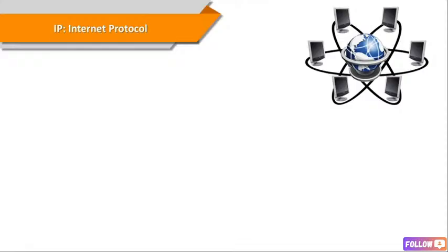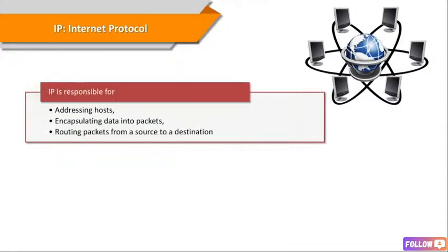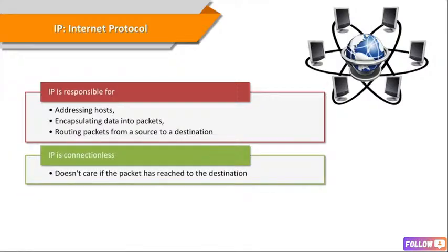As I mentioned in the beginning of the course, the Internet Protocol, or IP, is responsible for addressing hosts, encapsulating data into packets, or datagrams, including fragmentation and reassembly, and routing packets from a source host to a destination host across one or more IP networks. So like other Layer 3 protocols, IP is connectionless, which means it doesn't care whether the packet has reached the destination or not. That's what Layer 4 is for.